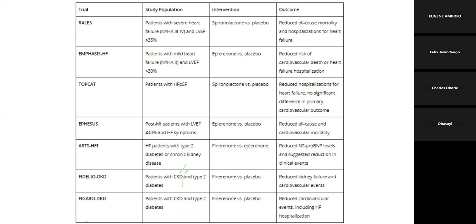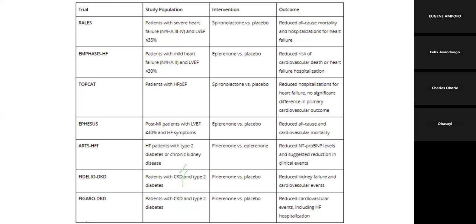EMPHASIS looked at the use of eplerenone and placebo in patients with mild heart failure. That's symptomatically, so New York Heart Association class 2, but with an EF of less than 30. In those patients, again, MRA was shown to reduce cardiovascular death and hospitalization. Then EPHESUS was for patients with MI with reduced ejection fraction, so EF less than 40% and heart failure symptoms. That also showed mortality reduction, that is cardiovascular and all-cause.